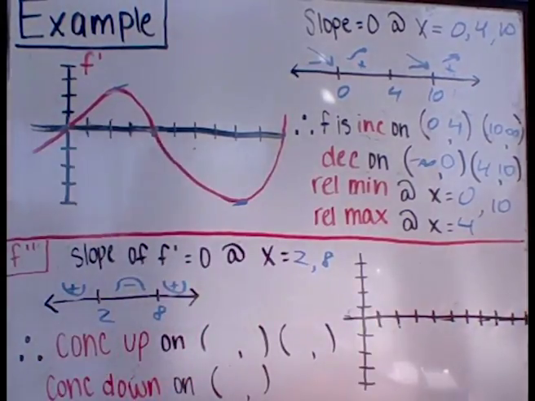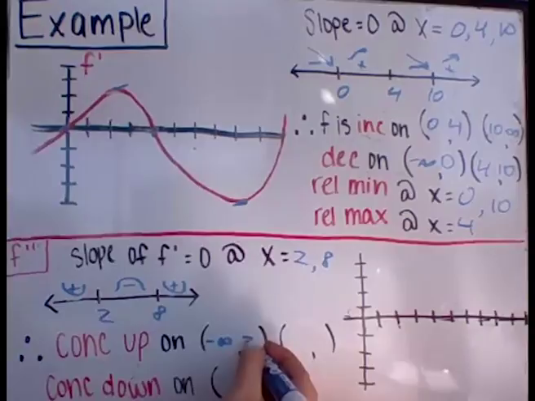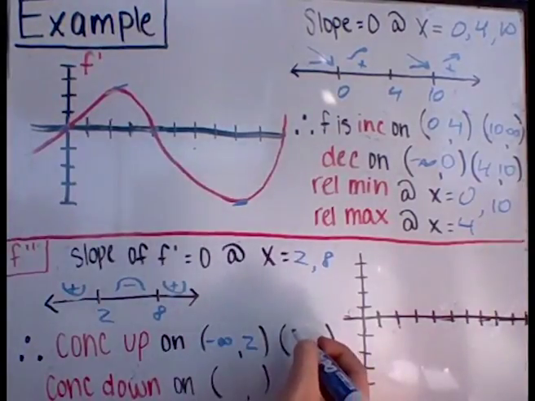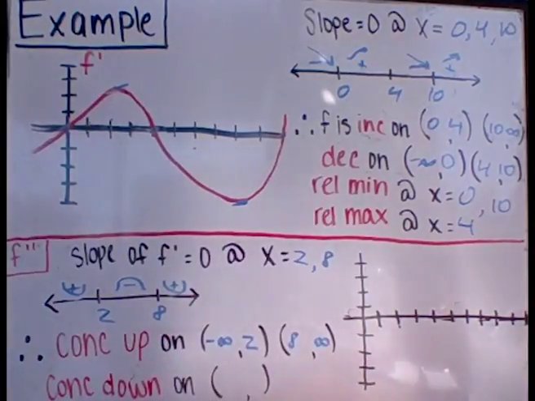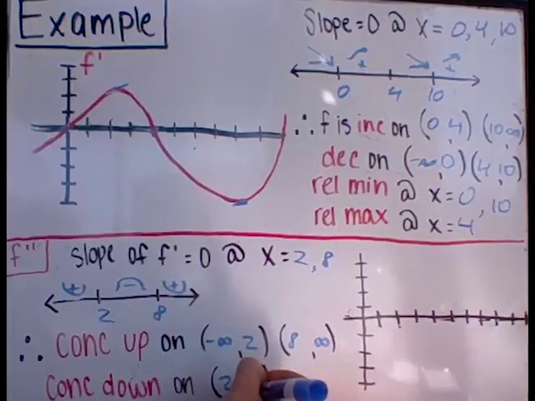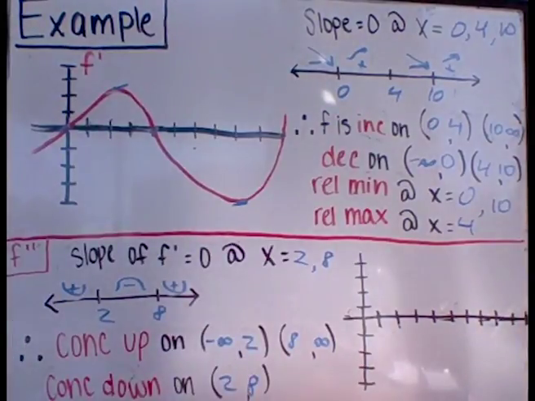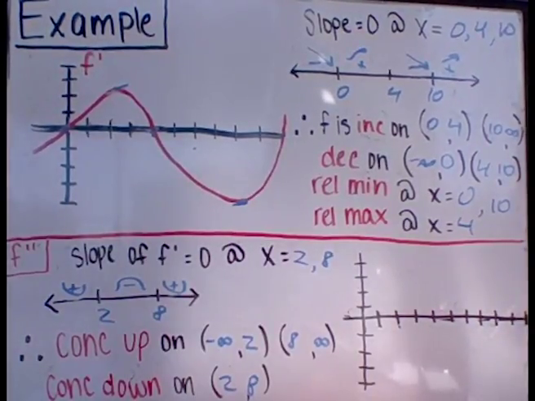This means that the graph of f is concave up on the interval negative infinity to 2 and the interval 8 to positive infinity, and then concave down on the interval 2 to 8. Now is the time when it's really useful to write down every possible interval, along with whether it's increasing or decreasing and its concavity. This just helps you stay more organized when you go to sketch the final graph of f.